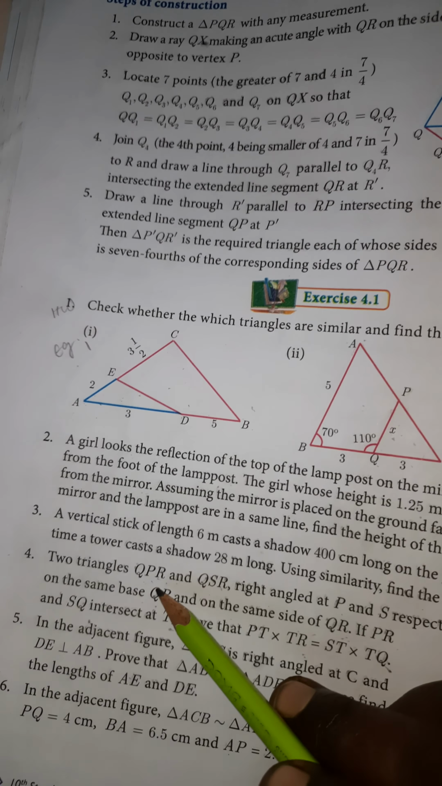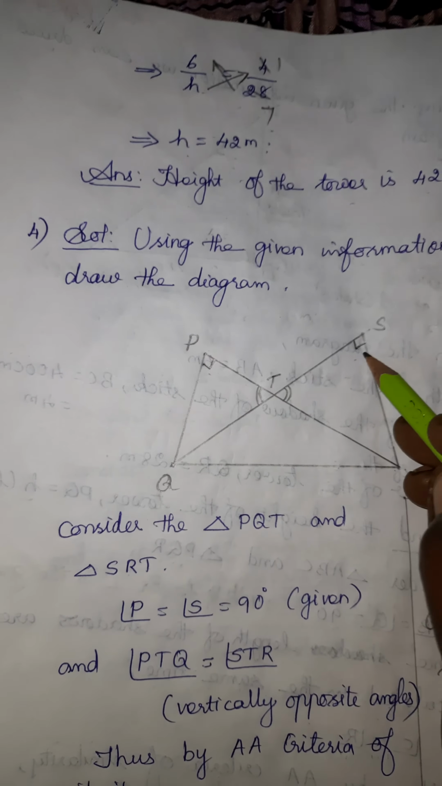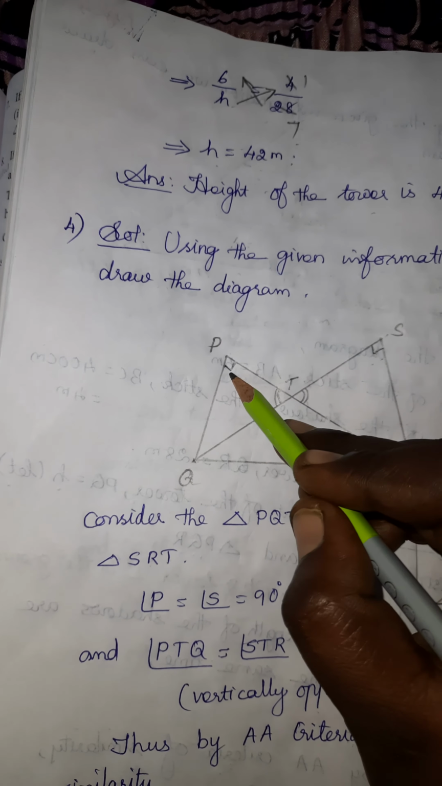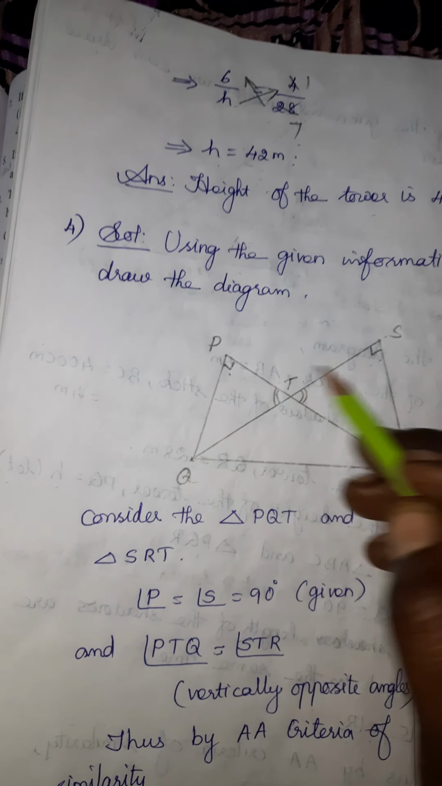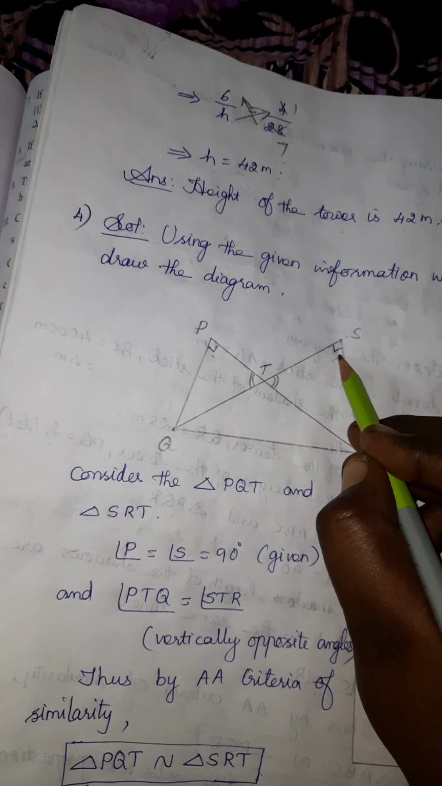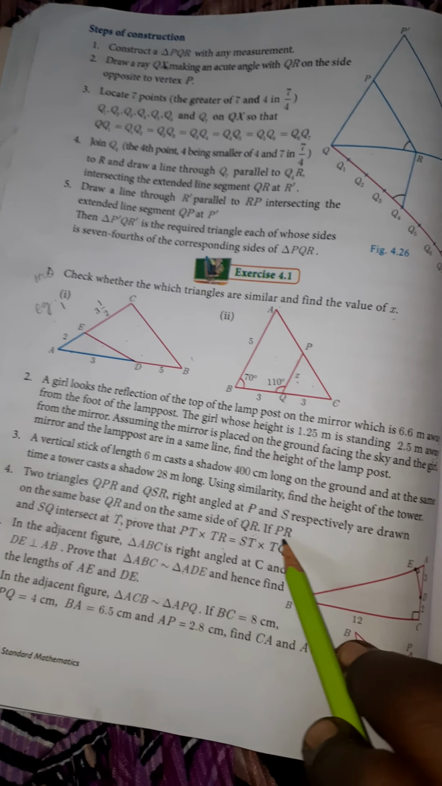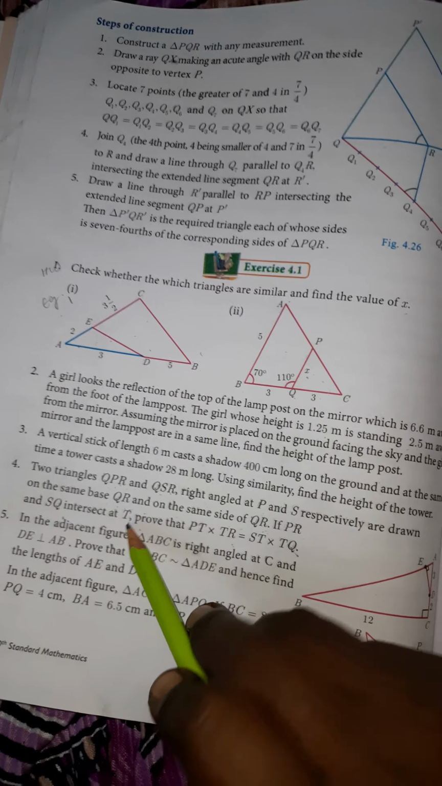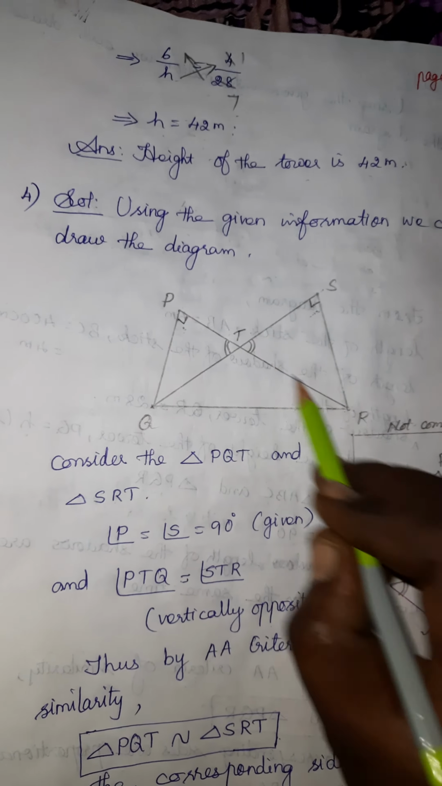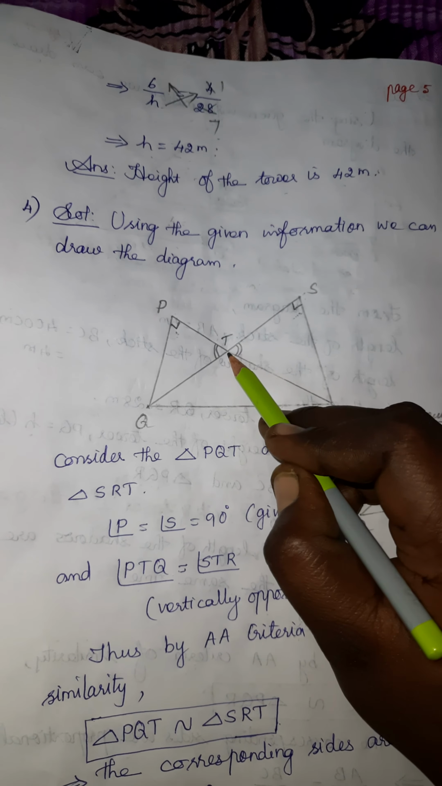In the question itself it is given QPR and QSR, the right angled triangles at P and S. In these two triangles, the right angle, 90 degrees, is at vertex P and vertex S. Then one more condition is given: PR and SQ intersect at T. Okay, we want to prove this condition.